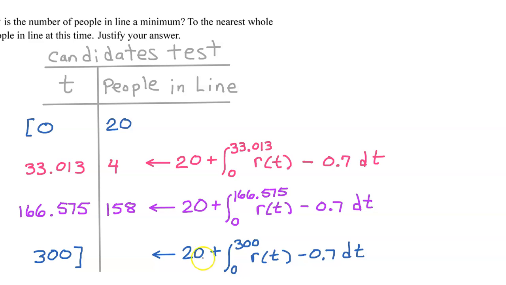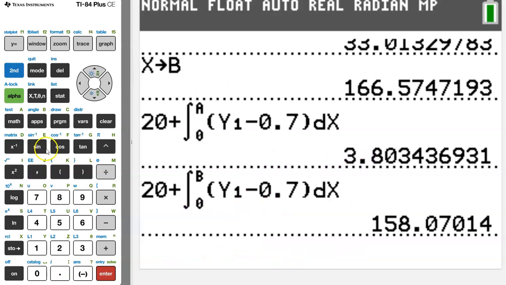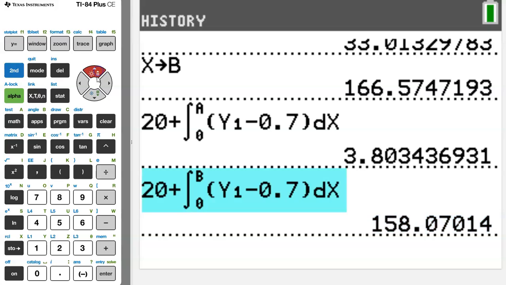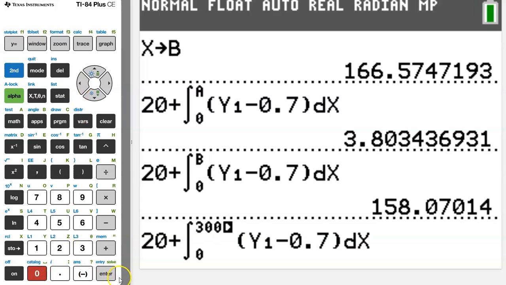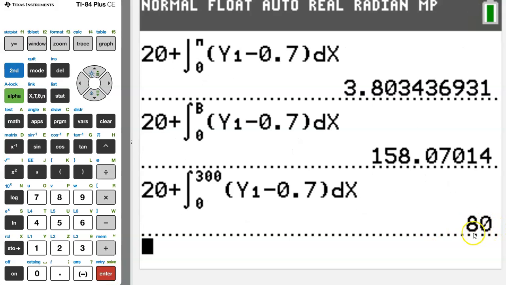Finally, the number of people in line at 300 seconds will be given by this expression, so we just need to change the b to a 300. Again, to save time, I will just go back to the expression I typed in, and I will simply navigate over to the b and replace it with 300. Kabam! 80 people.